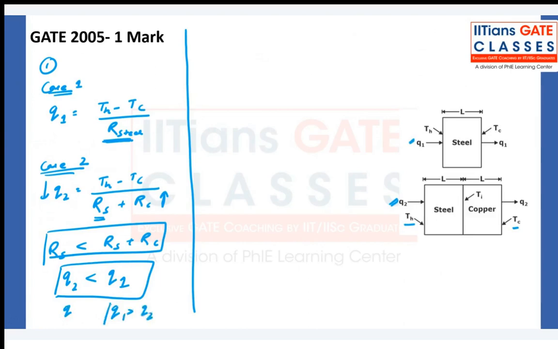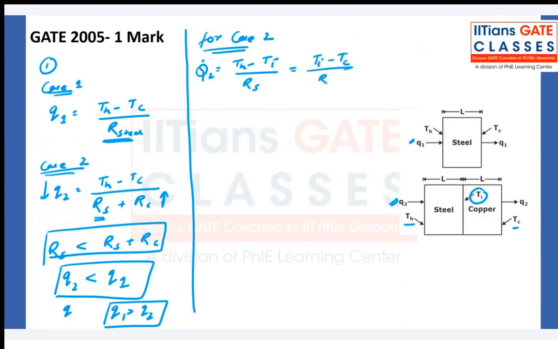Okay. Now the second thing. Now we need the temperature, the relationship of Ti. How can I write this? For case 2, can I write Q2 is equal to TH minus Ti over the resistance in the steel body, is equal to T interface minus T cold over the resistance of the copper body? Yes, I can write this. And this is L upon K of steel area, and this is L upon K of copper area.